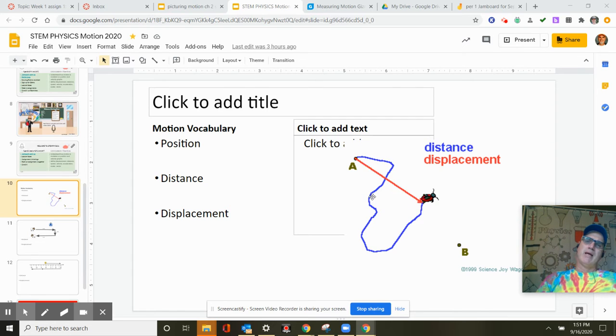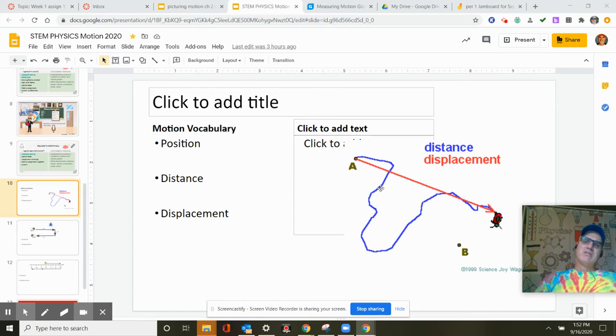To talk about the ladybug's position, the position is where the ladybug is at. Position is where you are at, so you could write that down. Position is where you are at relative to a starting point. You have to have a frame of reference, in other words. So relative to A, where's the ladybug at? That's the ladybug's position, and it changes over time as it wanders around the screen.